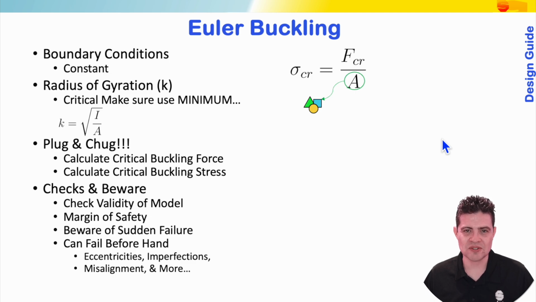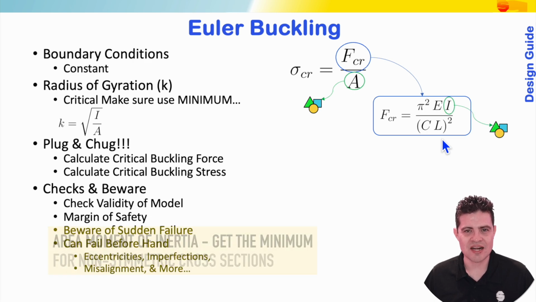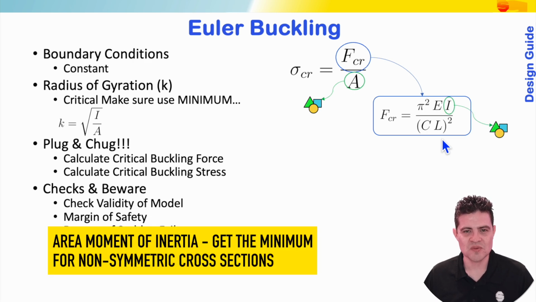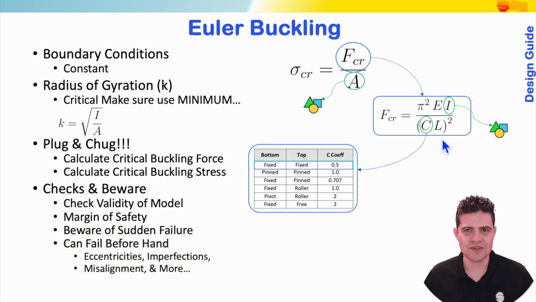A is the area, so we get that via the geometry. Critical force, we have an equation. I, the area moment of inertia, we get via the geometry. The C, we get by the configuration of the column, whether it's fixed, pinned, free, or roller, you find that out. And that's where the critical part actually comes in.